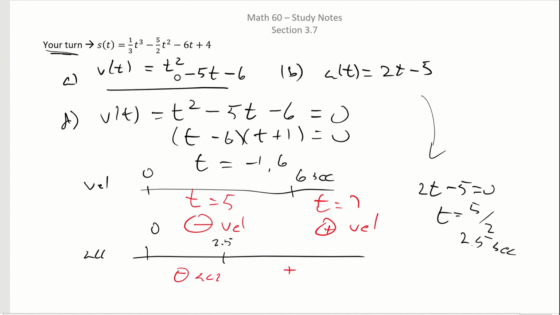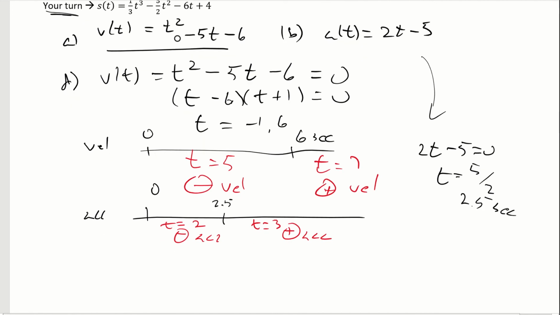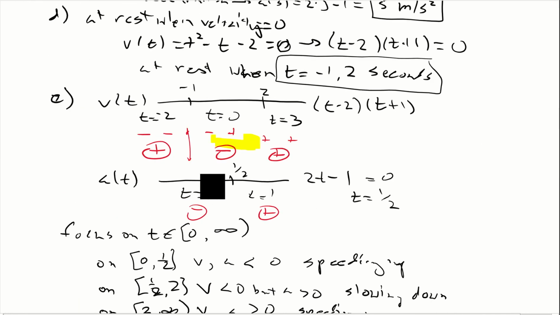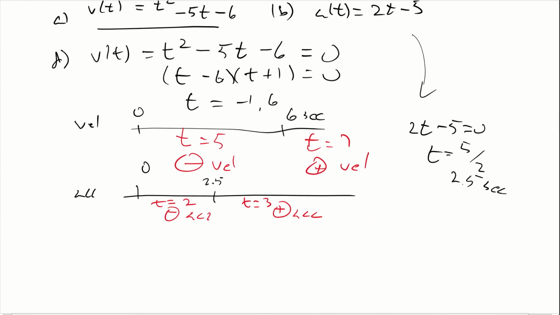And then this is positive, by plugging in, say, t equals 3, well, that's positive acceleration. So you can see by looking at the two graphs, one on top of the other, you can tell where things are speeding up and slowing down. I forget which question letter that was, so let me go look. Yeah, that's problem E, and then F is a graph, I guess.